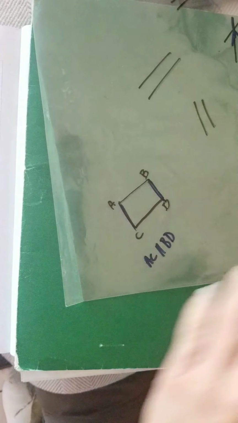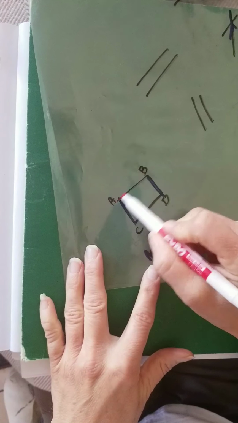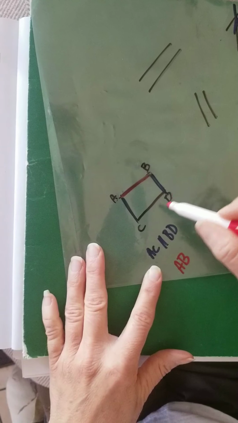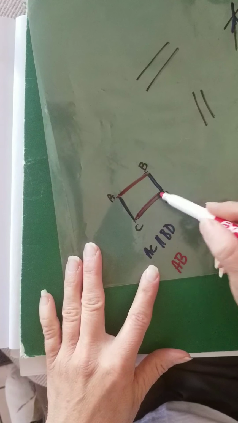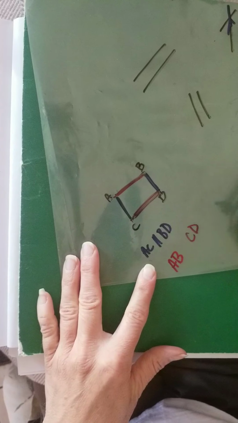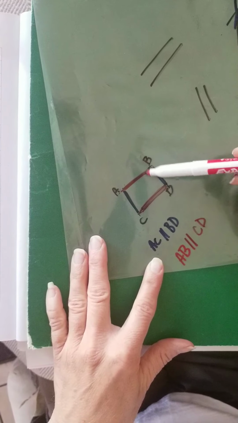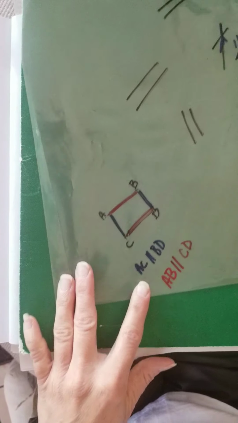Now, we look at line A to B. Line A to B is parallel to line C to D. Okay? And how we show that they're parallel is we make two lines, just like that. These lines are parallel. They'll never touch. All right? So let's look at what you're doing today.